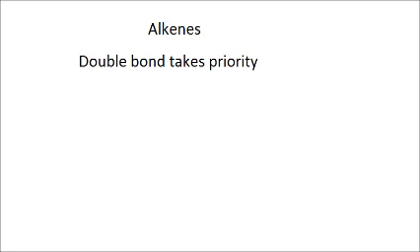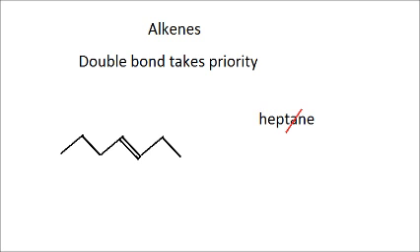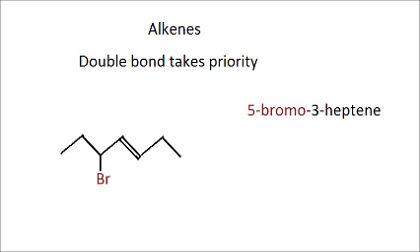Alright, so alkene nomenclature. The double bond is going to take priority. So let's look at heptane. Put a double bond at carbon number 3. Now that's no longer heptane. Change that A to an E. Double bond at carbon number 3. That gives us 3-heptene. Google it. Let's add a bromine at carbon number 5. Notice that the double bond takes priority when you name your parent chain.